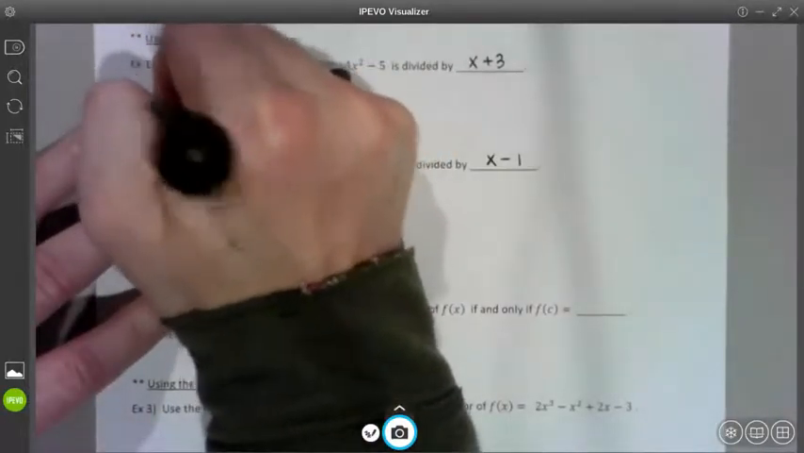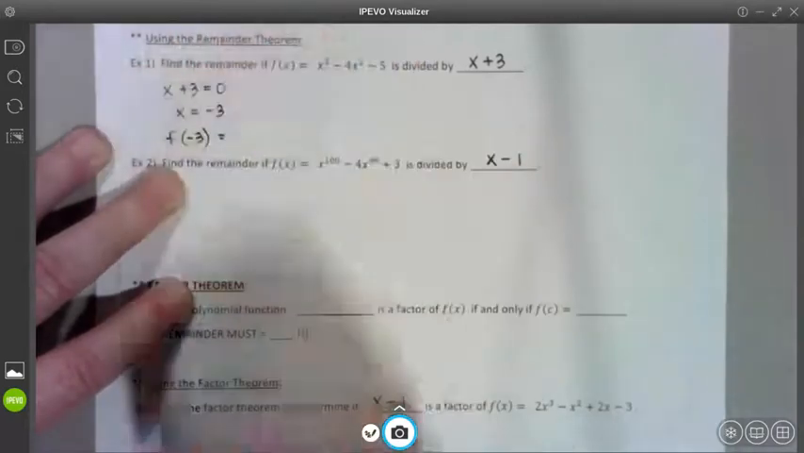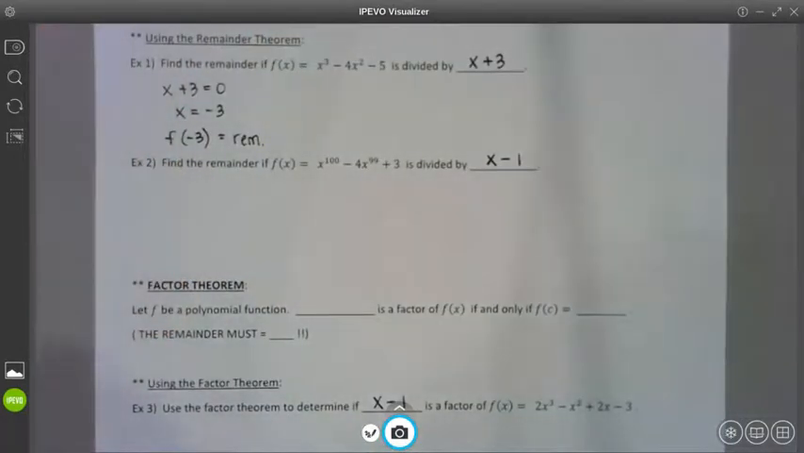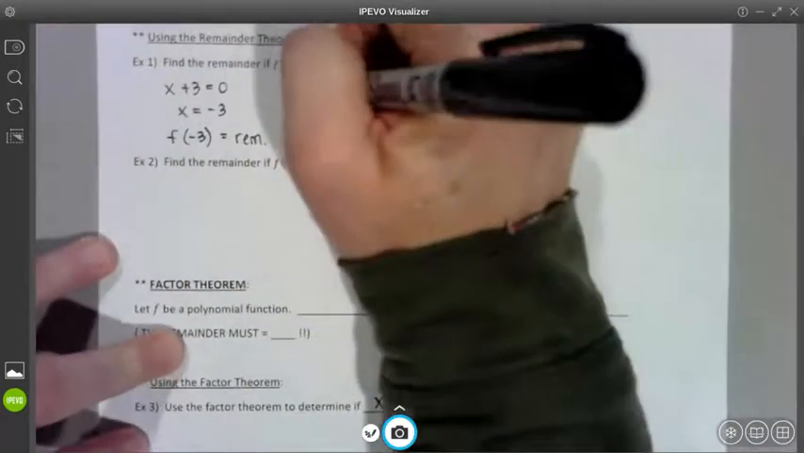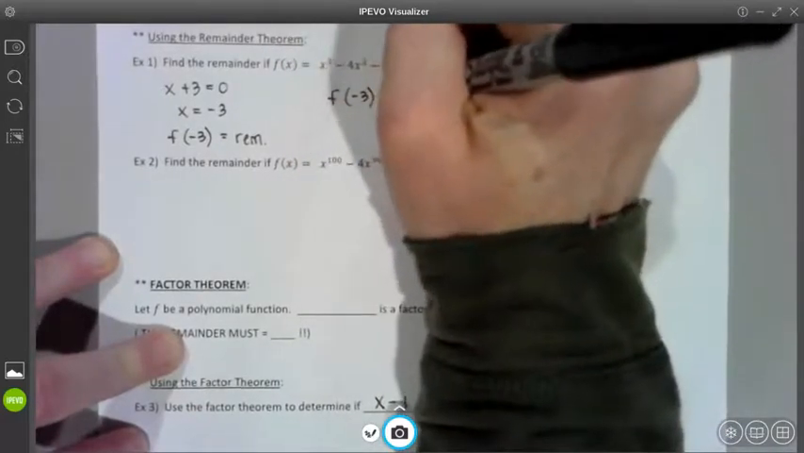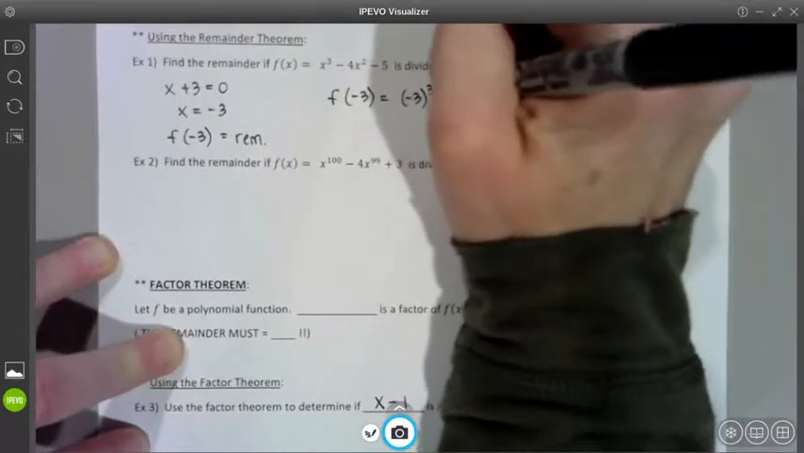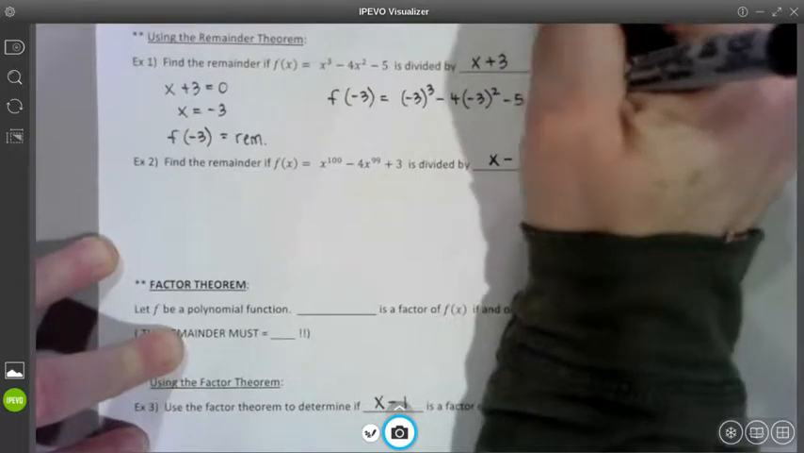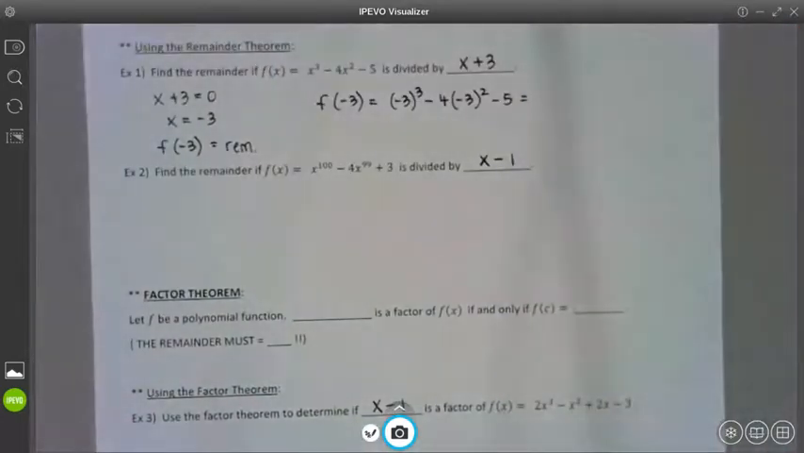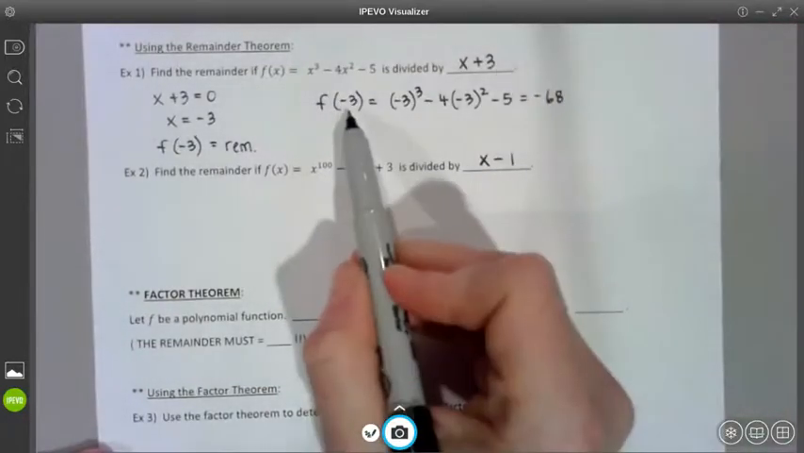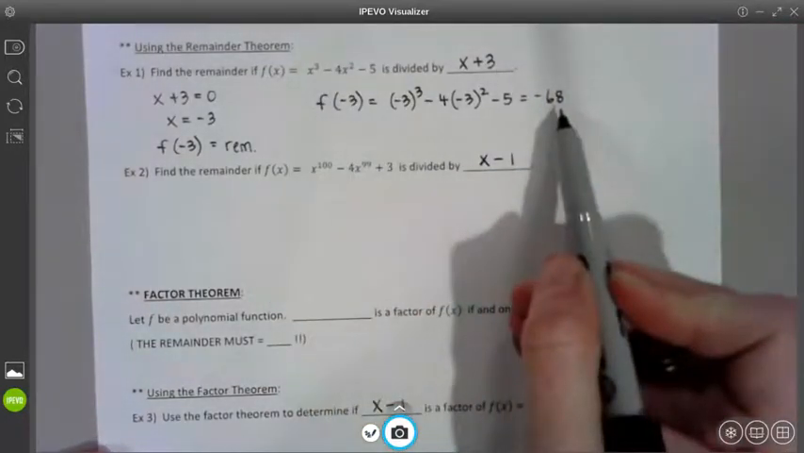So according to the remainder theorem, if I plug negative 3 into f, it's going to equal the remainder. All right, so let's plug f of negative 3 in and see what comes out. So f of negative 3 is equal to negative 3 to the third power minus 4 times negative 3 squared, and then minus 5. I would type that right into your calculator, and what you get is negative 68. So when negative 3 went into function f, a negative 68 came out.